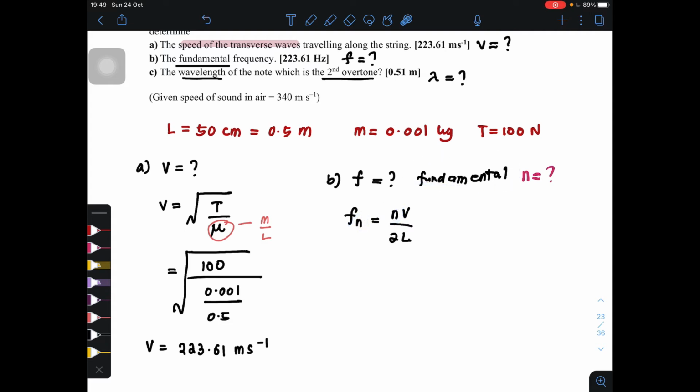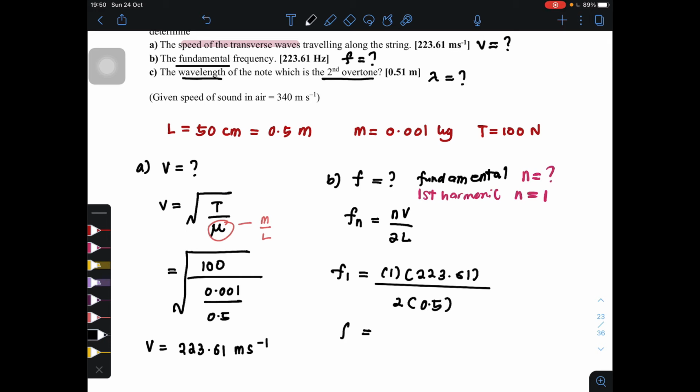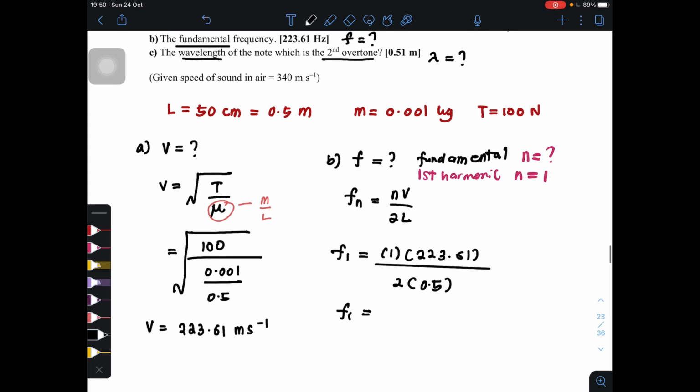Okay, fundamental frequency adalah sama dengan first harmonic. Nama lain dia adalah first harmonic. So, first harmonic N adalah sama dengan 1. So, F1 is equal to N adalah 1. V dekat sini adalah the speed of the wave here, which is equal to 223.61 divided by 2 length 0.5. So F1 is equal to 223.61 Hz.